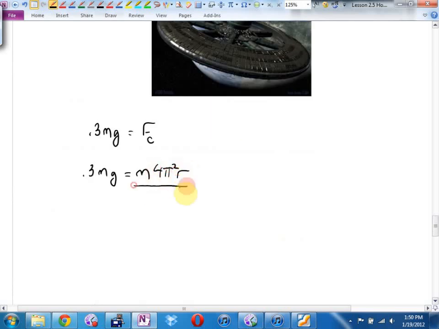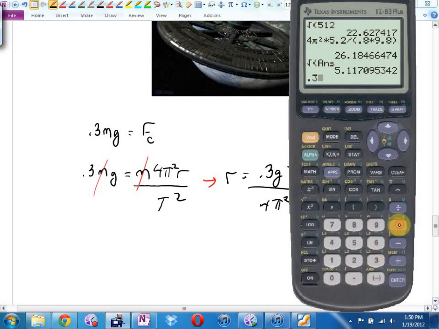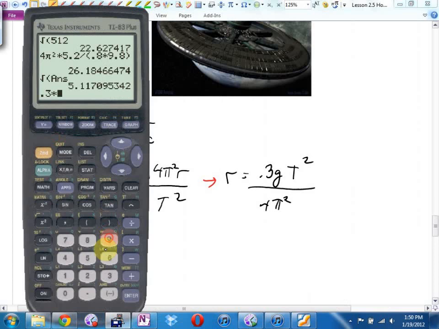What did I ask you to find, Alex? Let's get the R by itself. I think this will move to the top. These will move to the bottom. I think R ends up being 0.3 G T squared divided by 4 pi squared. Yes? 0.3 times 9.8 times my previous answer squared divided by 4 pi squared. And I get 1.95, works out evenly, that's kind of nice. When you're 1.95 meters from the center. Yes?